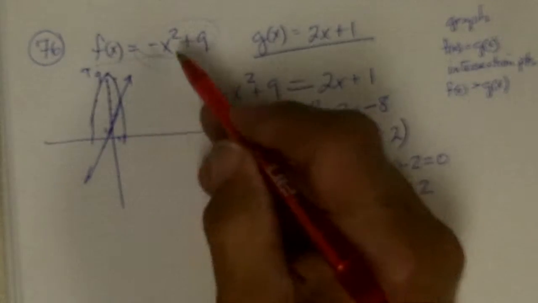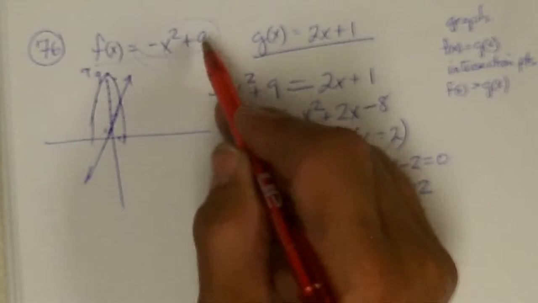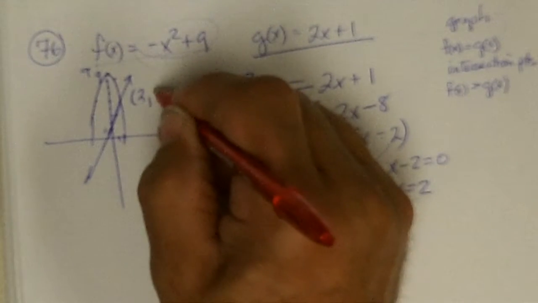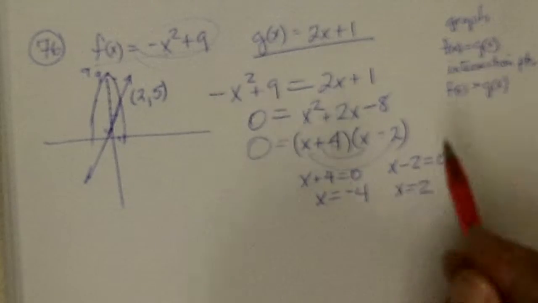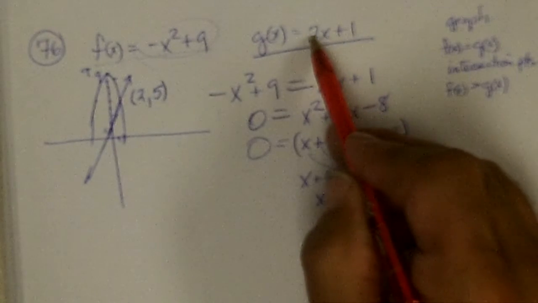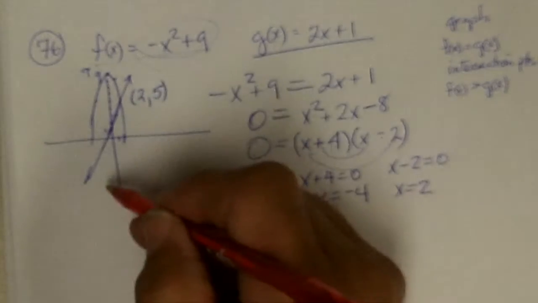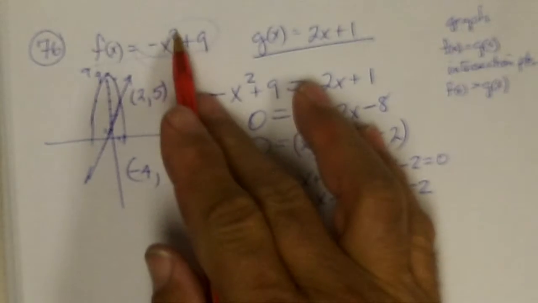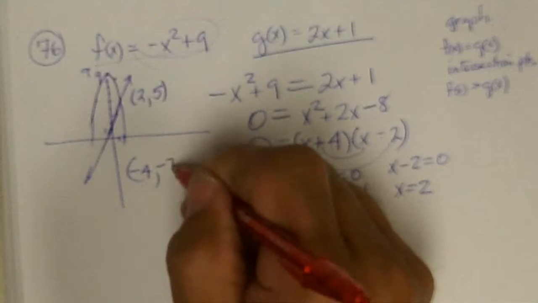Well, if I put 2 into this one, I get 4 minus 4 from 9 is 5, so I get the point 2, 5. And let's just check it here, put 2 over here and I get 2 times 2 is 4 plus 1 is 5, same thing. Now let's do minus 4. If I put in minus 4, I get 16, minus 16 plus 9 is minus 7.